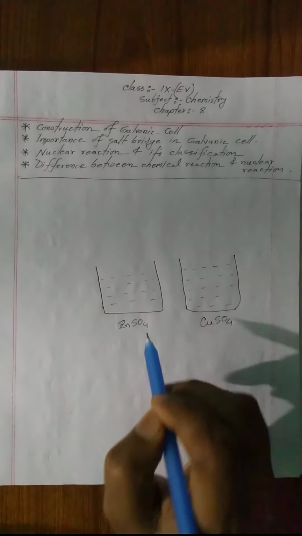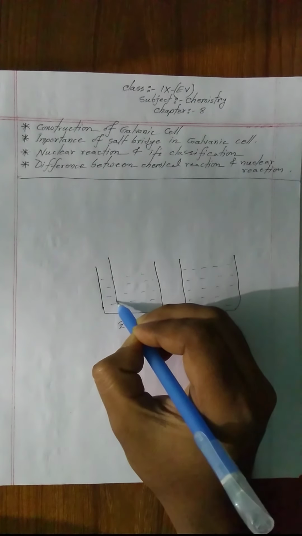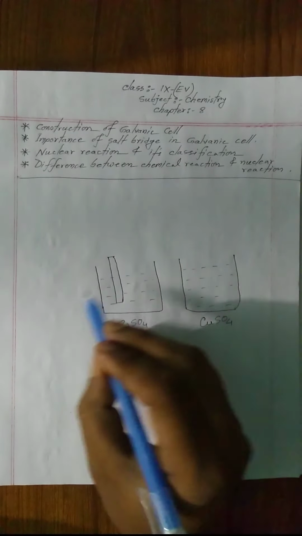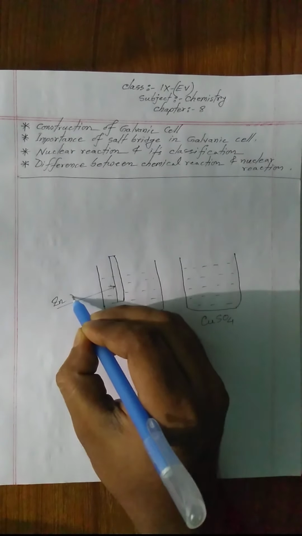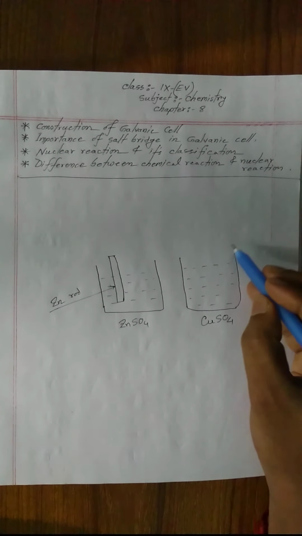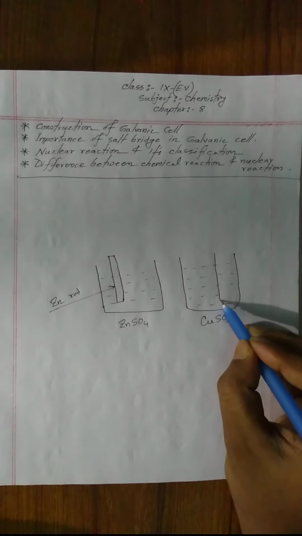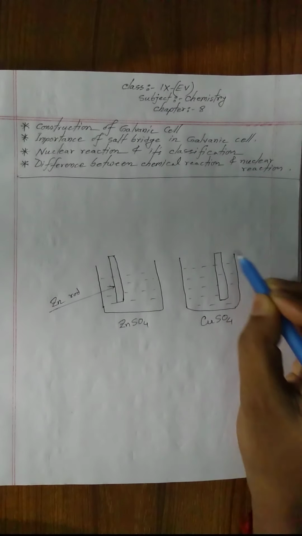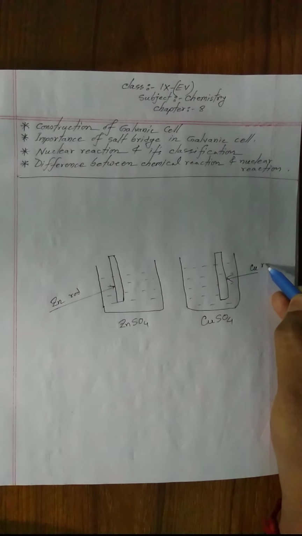And in the zinc sulfate solution, a zinc stick or rod is immersed. This is the zinc rod, and similarly a copper stick is immersed in the copper sulfate solution. This is the copper rod.